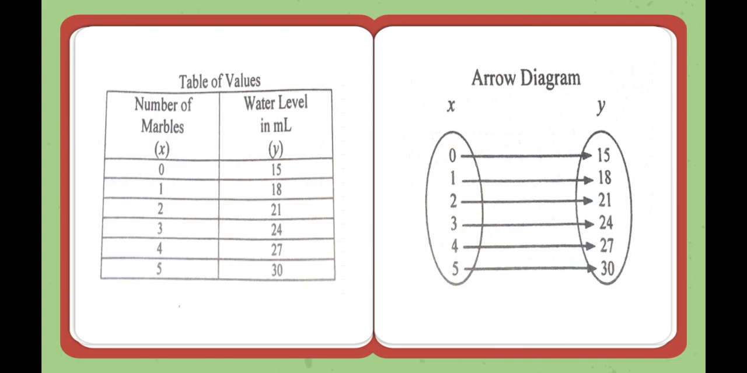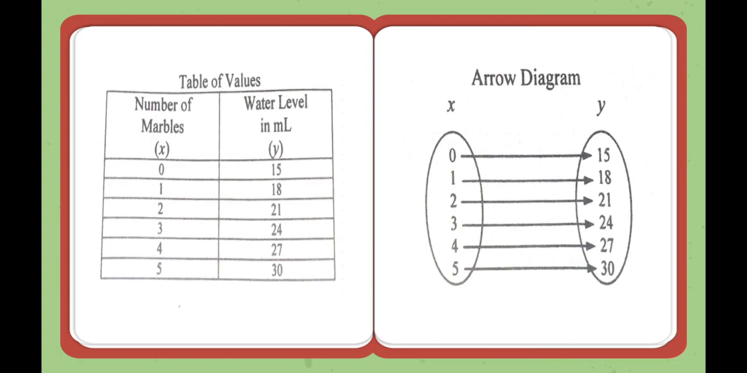Sa arrow diagramming naman, sa pag-construct ng arrow diagramming, mag-create lang din po kayo dito ng tinatawag nating two oval shapes. So, sa two oval shapes, ilalagay nyo din po doon yung mga values ng x and the values of y given sa relation. Sa x, ang mga x values na nandoon, we have 0, 1, 2, 3, 4, 5. Sa y naman, we have 15, 18, 21, 24, 27, and 30.